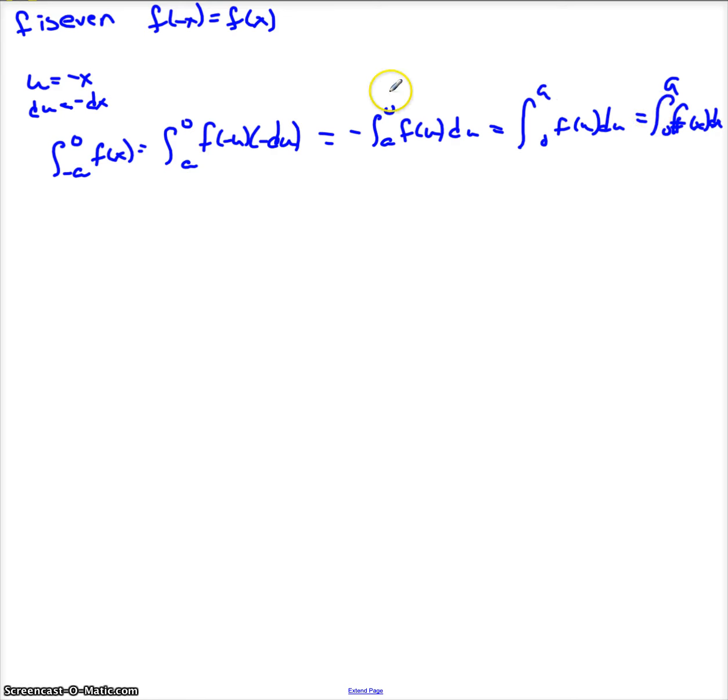Now, you know I can write the integral from minus a to a of f of x dx as, so I'm going to break this up into two parts, from minus a to 0, and then from 0 to a.